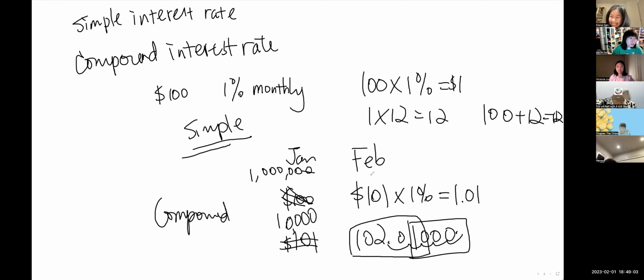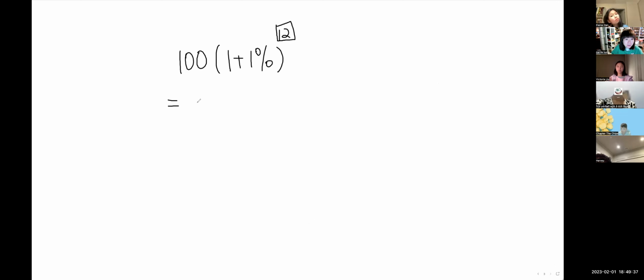Get it, Victoria? So how much money you get is based on the principal and interest. But of course, who wants to use compound interest or simple interest? Compound. So now I'm going to give you the formula to calculate compound interest. For instance, Daniel has $100, and the bank promises 1% monthly interest, and 1 year later, how much money will Daniel have? It's 100 times 1.01 to the power of 12. Because this $1 has been compounded how many times? 12 times.